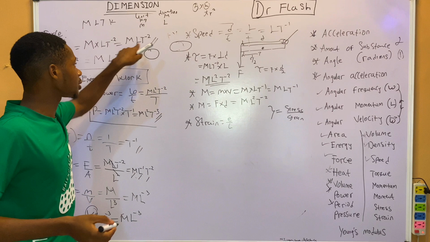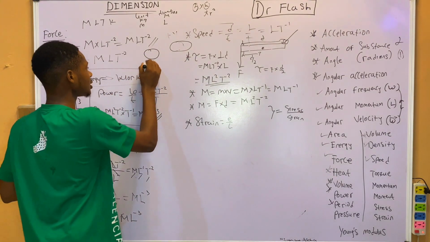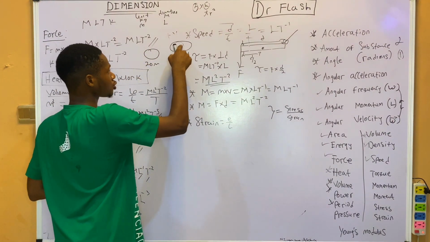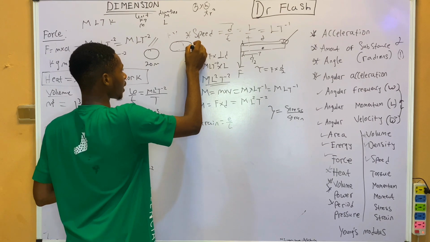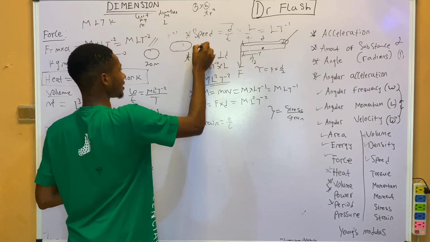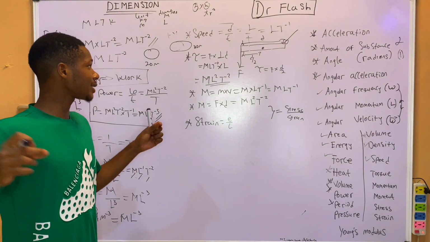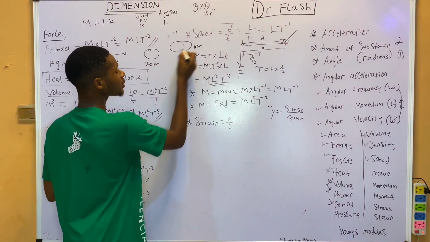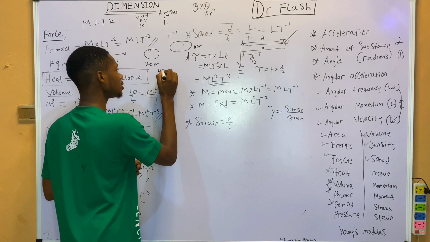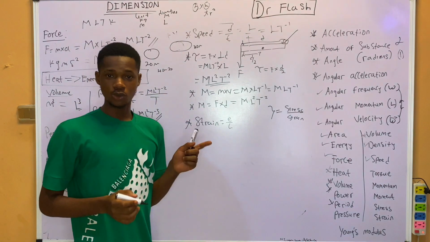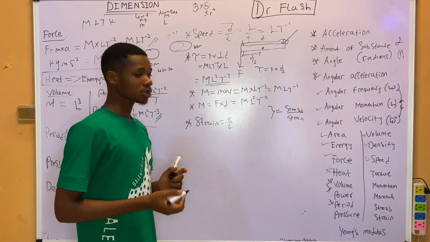That is, the distance around this circle is 20 meters initially, and it is stretched such that the new length becomes 40 meters. That is the new perimeter. Now, what will be the extension? By how much does it extend or stretch? It will be the difference between these two numbers. That is 40 minus 20, which gives us 20. So the extension is 20.